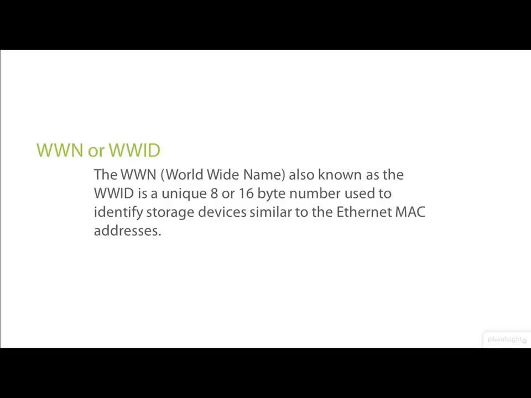Now, when we're looking at some of the terminology, we might have to understand the WWN or the WWID. The worldwide name is also known as the worldwide ID and is a unique 8 or 16 byte number that's used to uniquely identify your storage devices. So this in itself is a little bit like the MAC address that we might have on network cards to uniquely identify each network card. So we should be able to read from your storage device its own WWN.